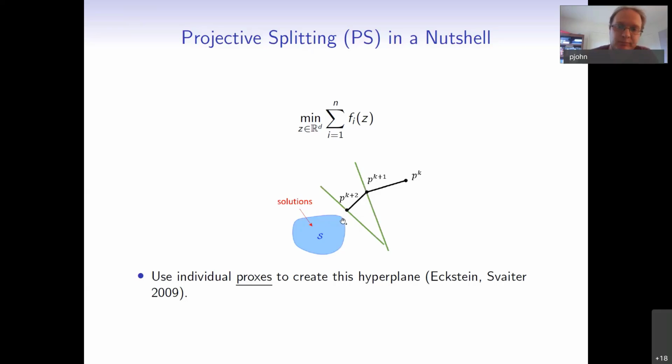That sounds great, and the reason this actually works in practice is that there is a procedure for constructing these hyperplanes. It uses the proximal operator of each individual function in this sum to construct the separating hyperplane. That's why it's called splitting: you've got a sum of functions, but you can deal with each function individually. That's the intuition of the method, which is not too hard to explain, although the details can get kind of messy.